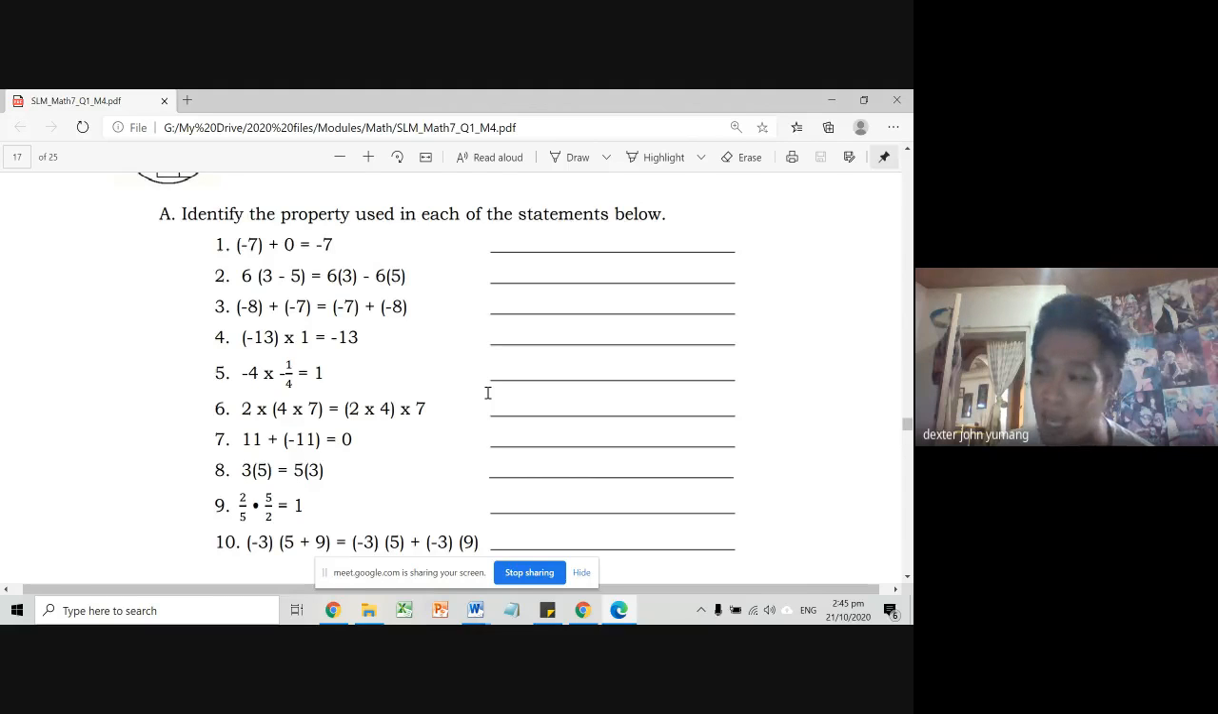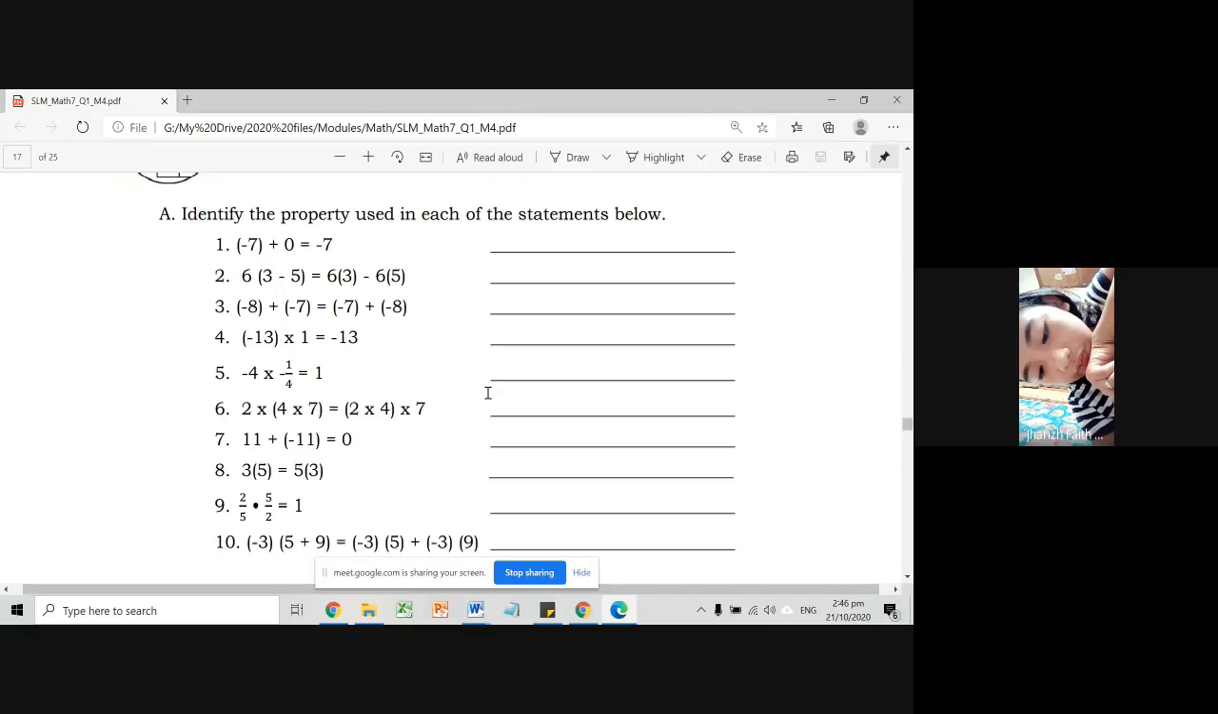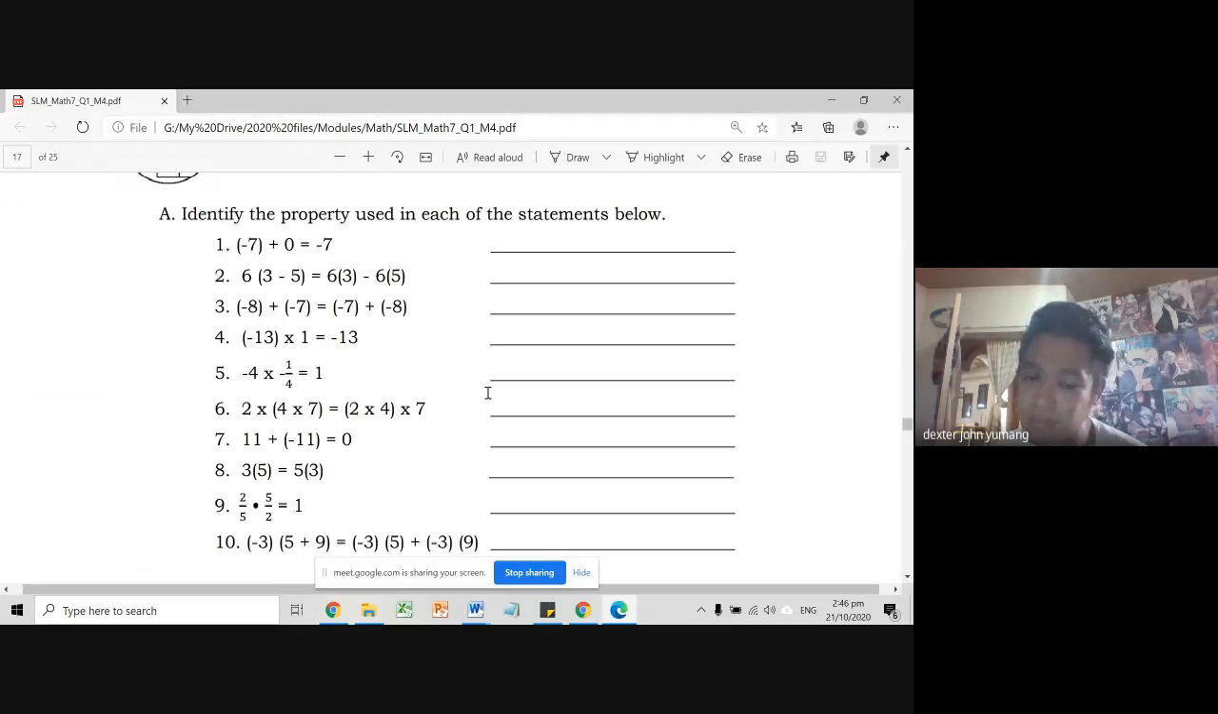Next, number 7, gi-add sa kanyang opposite. Ano tawag niyan? Number 7, ano tawag niyan? Gi-add sa kanyang opposite. Additive. Yung kanyang kabalikan. That is additive. Additive inverse. Additive ba? That is the inverse property or additive inverse. Next, number 7, inverse property or additive inverse.